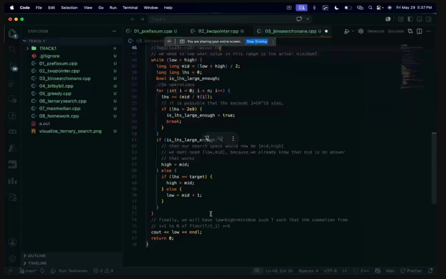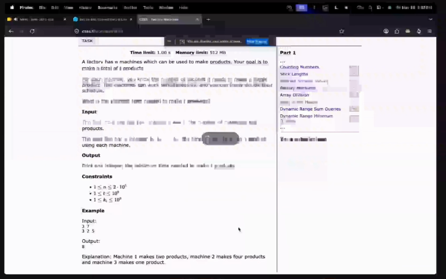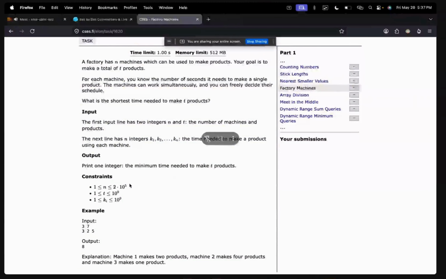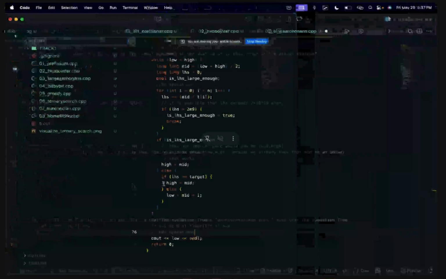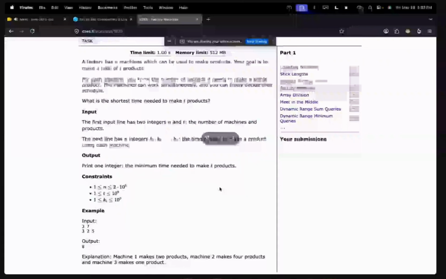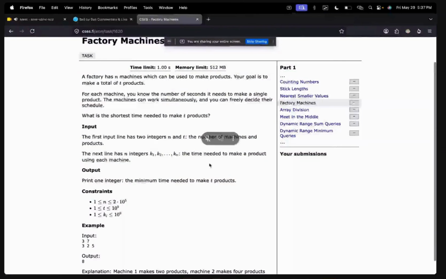So this in total runs about 60n operations. And in the question, we are given that n is at most 2e5, and 60n is about 1e7 or 1e8, and that should pass fine under the given constraints.